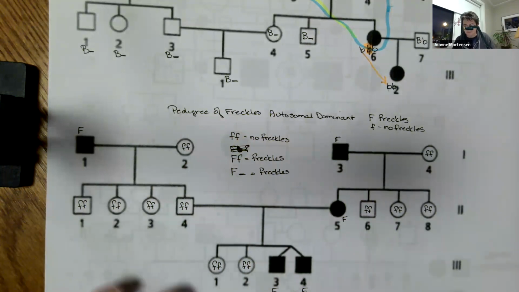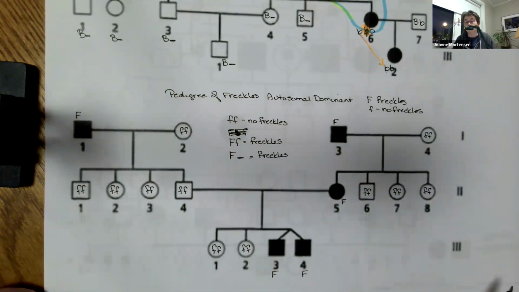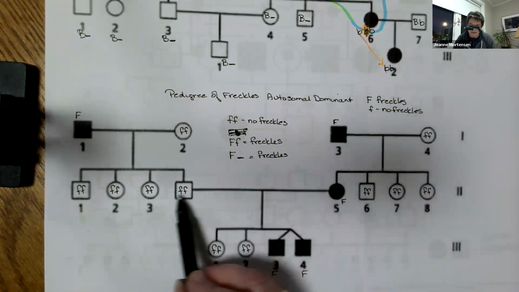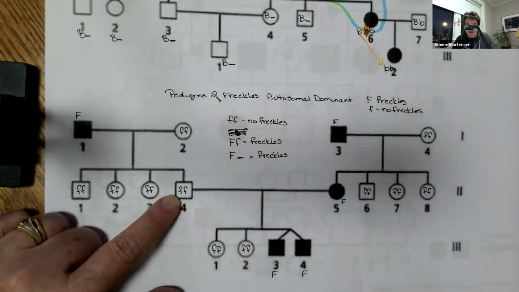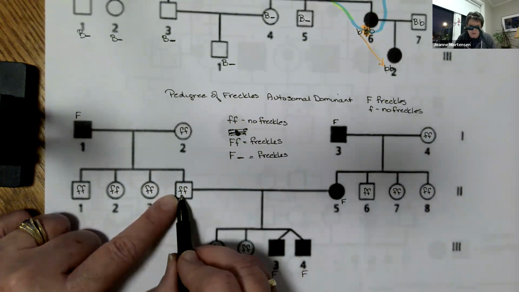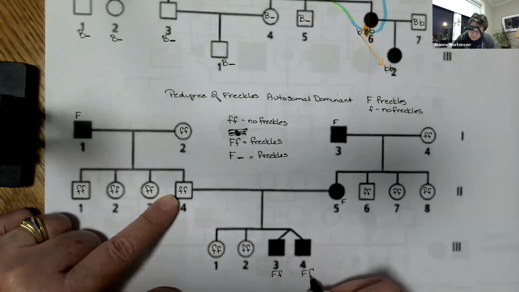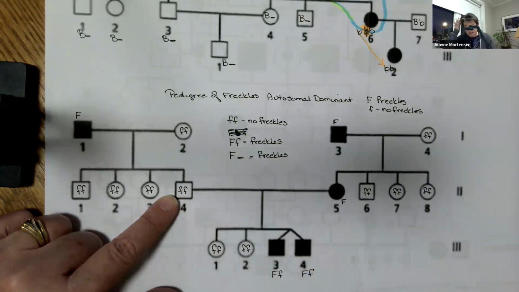So let's start down here. I don't know. For me, it works better to start at the bottom. So we've got these 2 twin boys. If we go up and look at their parents, they got the freckle gene from over here. But if we look at their dad, he didn't have freckles. So the only possible gene he can contribute is the recessive gene, the one for no freckles. So we know their genotype.